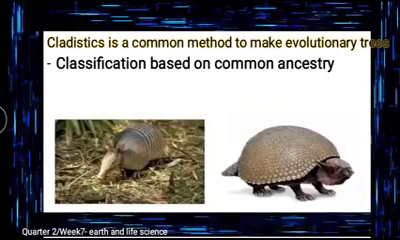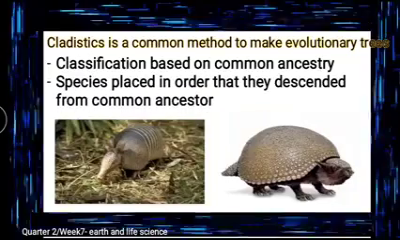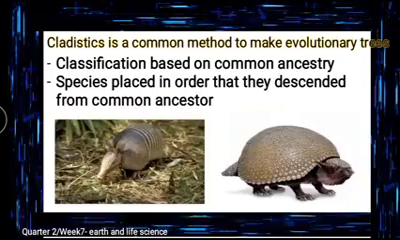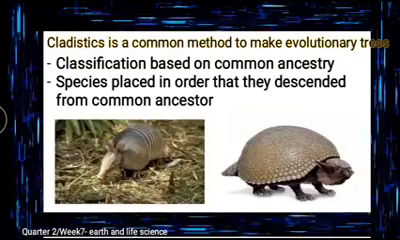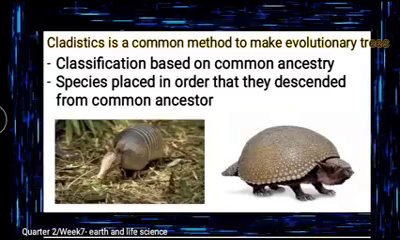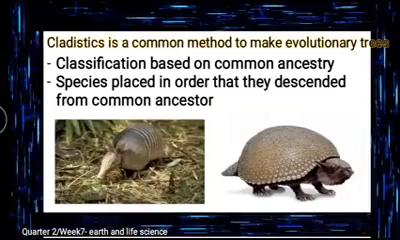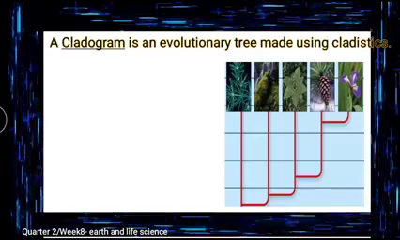Classification based on common ancestry. Species are placed in the order that they descended from common ancestors. So, in other words, it goes forward in time, where the left is the earlier time and the right is the more recent. We also have here a cladogram.